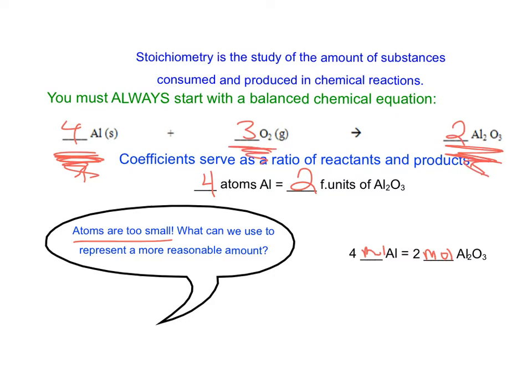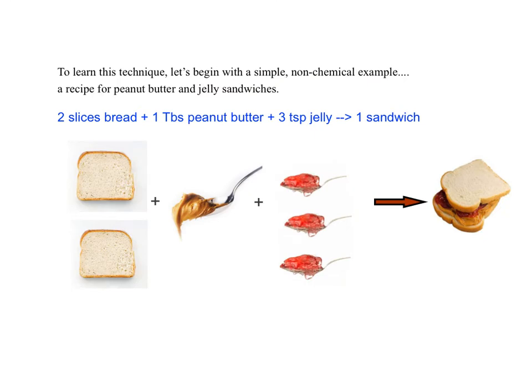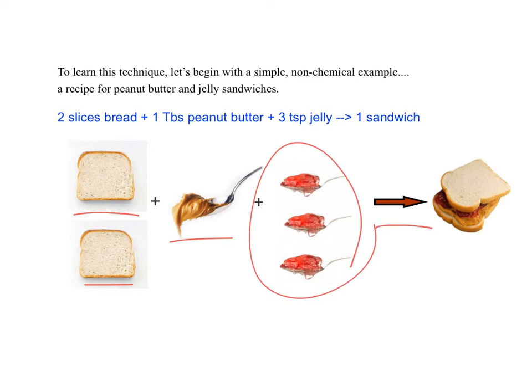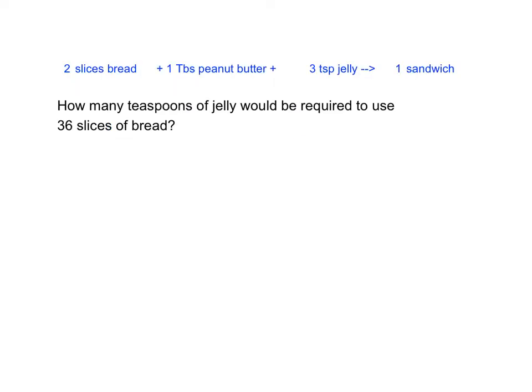So to learn stoichiometry, let's just start with something really simple, making a peanut butter and jelly sandwich. Let's say you make it by using 2 slices of bread, a tablespoon of peanut butter, 3 teaspoons of jelly, put those together, and you're going to get a peanut butter and jelly sandwich. So how many teaspoons of jelly would be required to use 36 slices of bread? So this is basically saying, I have 36 slices of bread. How many teaspoons of jelly would I need?